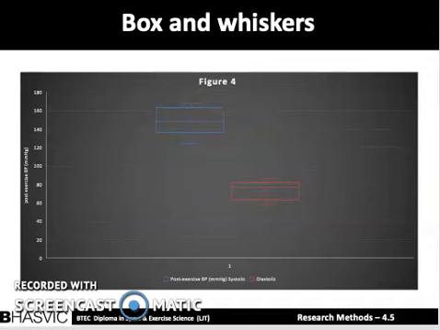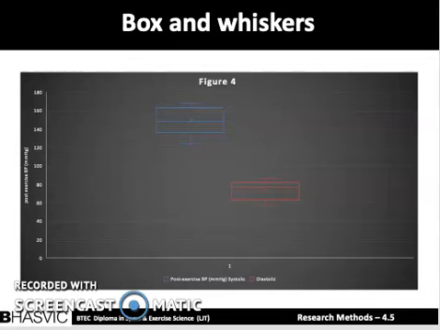Box and whiskers. A box and whisker plot, or box plot, is a convenient way of visually displaying the data distributed through their quantiles. The lines extending parallel from the boxes are known as the whiskers, which are used to indicate variability outside the upper and lower quartiles.